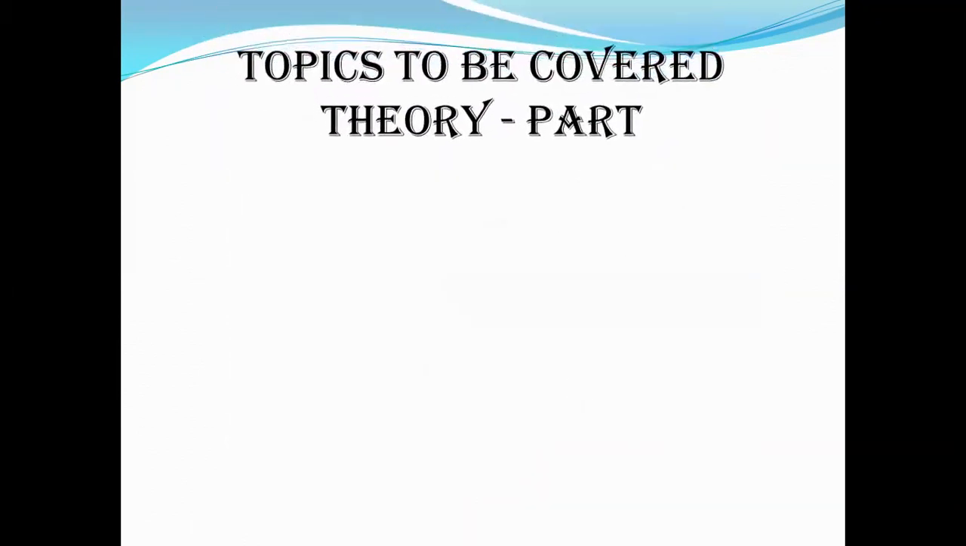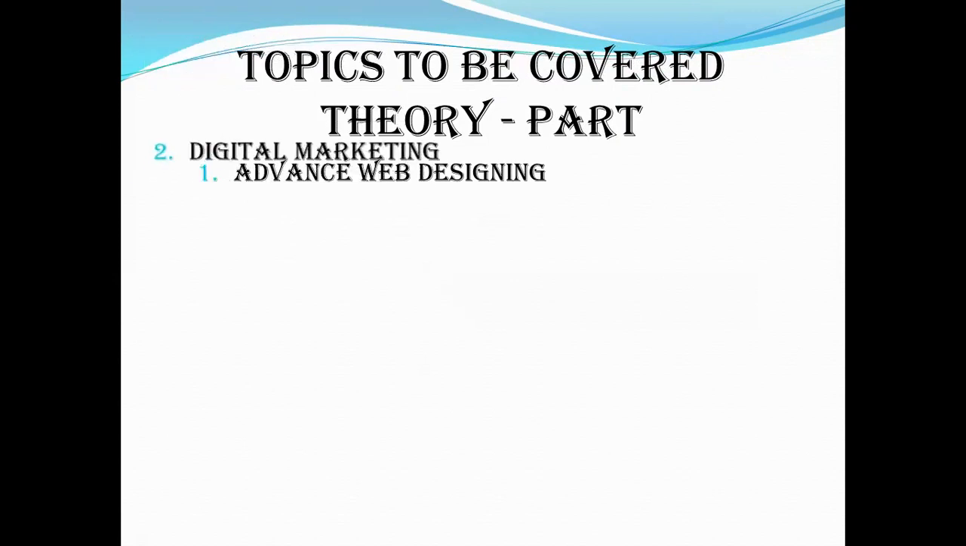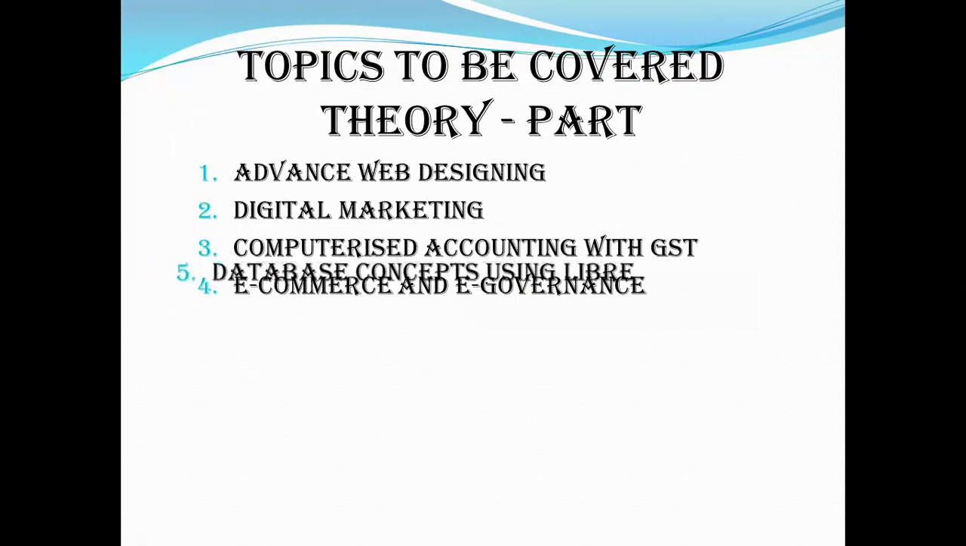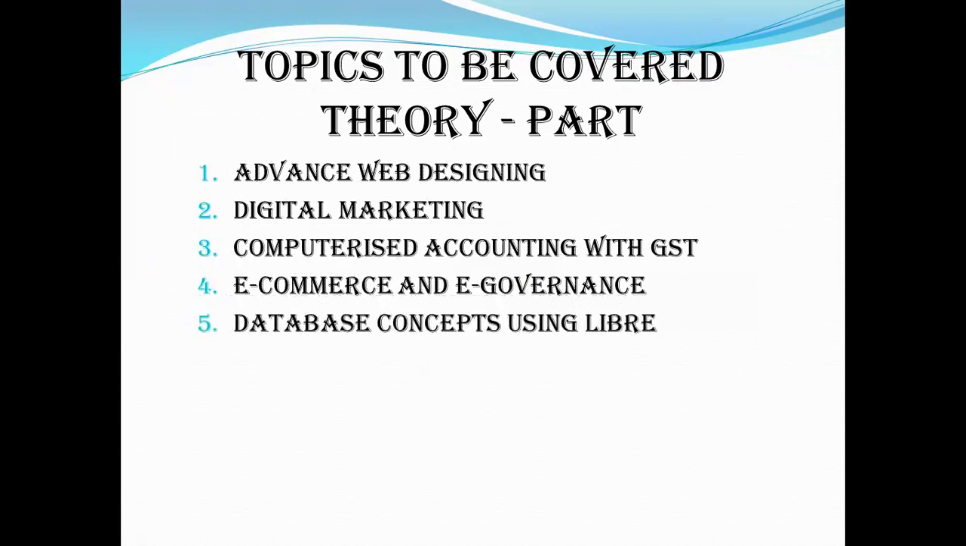The chapters with the theory part to be covered: the first chapter is advanced web designing. The second chapter is digital marketing. The third chapter is computerized accounting with GST. The fourth chapter is e-commerce and e-governance. The fifth chapter is database concept using LibreOffice Base. And the sixth chapter is enterprise resource planning. These are the chapters in the theory part.